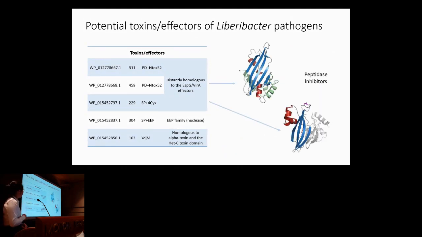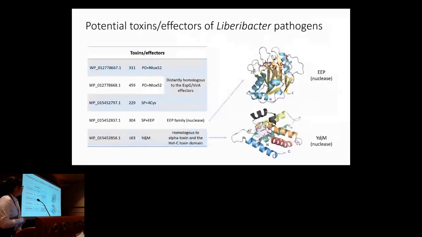For example, we found 3 components to be peptidase inhibitors, one component belonging to the EP nuclease family and one component belonging to the YDJN nuclease family. Based on that, we propose these potential toxins may contribute to the pathogenicity in Liberibacter and cause the plant disease.